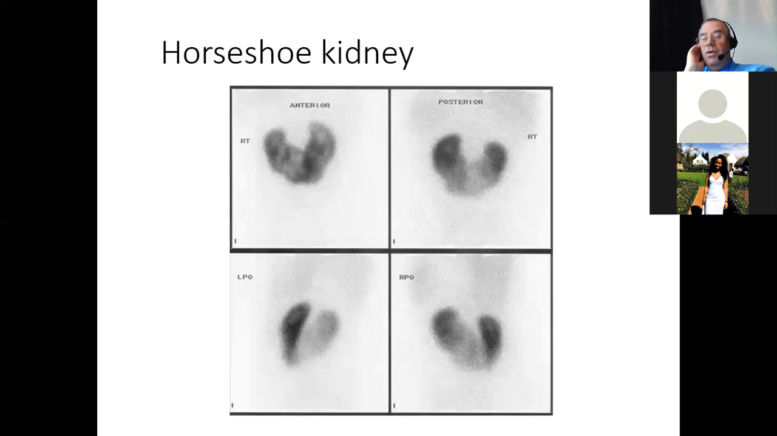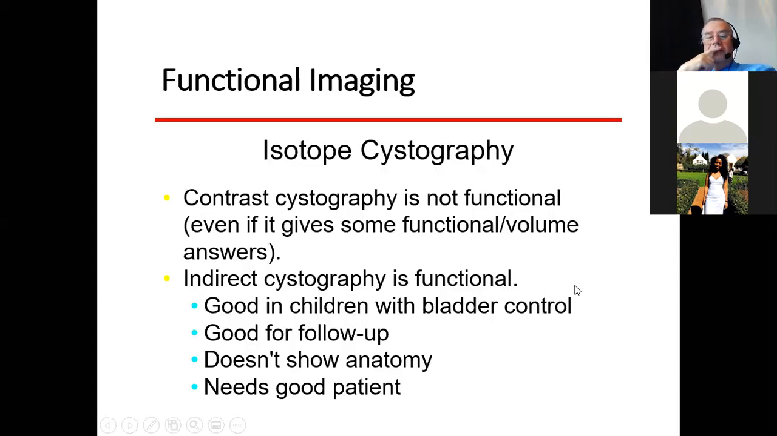Other uses of DMSA, we can look at horseshoe kidneys. It's a very nice way to look at horseshoe kidneys, and you can calculate the contribution of each moiety. So that really depends on where you're going to draw your line. I suppose most people would draw the line down the middle, but it's up to where you draw the line between left and right moiety.